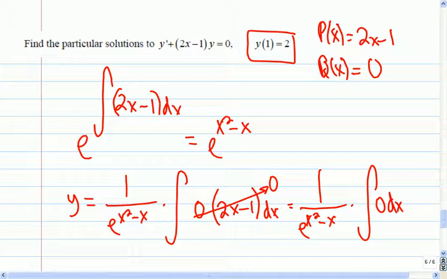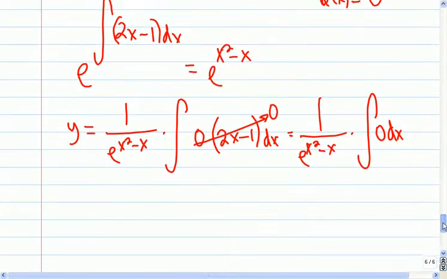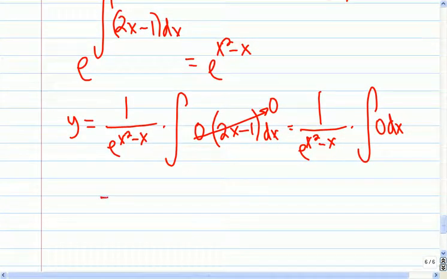This says that you're integrating something whose derivative is 0. So what has a derivative of 0? A constant, right. So that's what I have to include here. That was missing before. It's going to be 1 over e to the x squared minus x times a constant. Okay, so the derivative of a constant is 0. So that's how I know they match up.